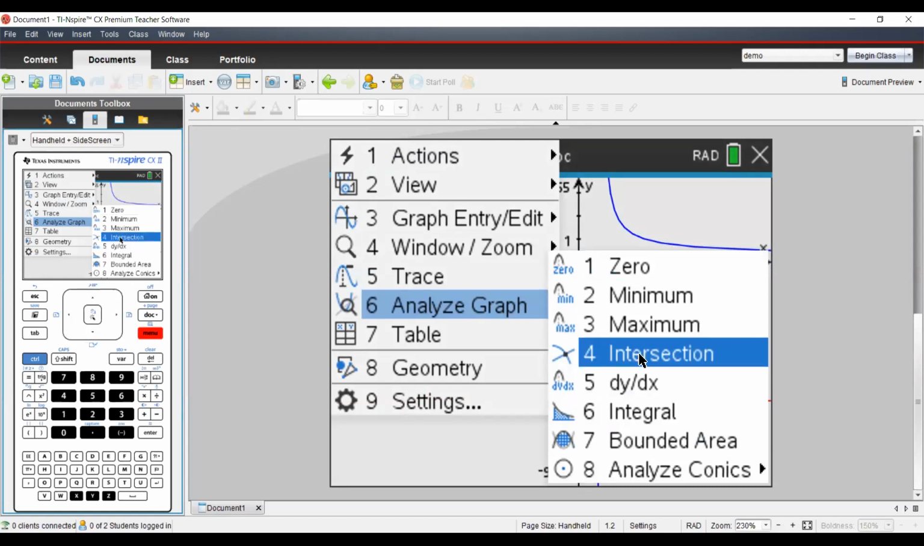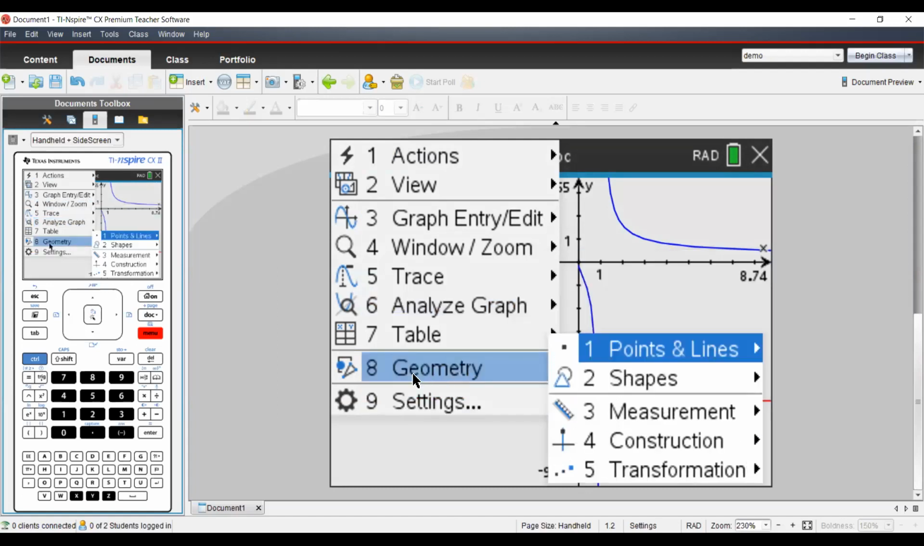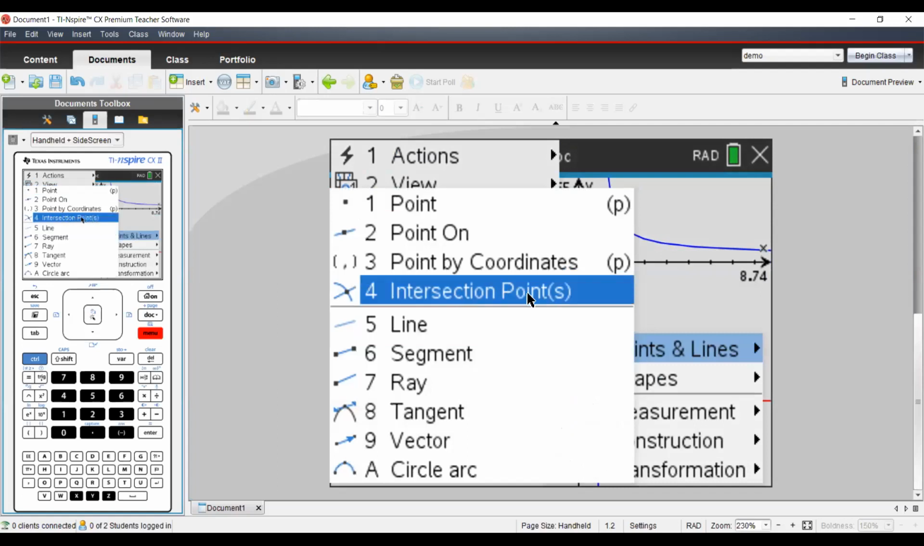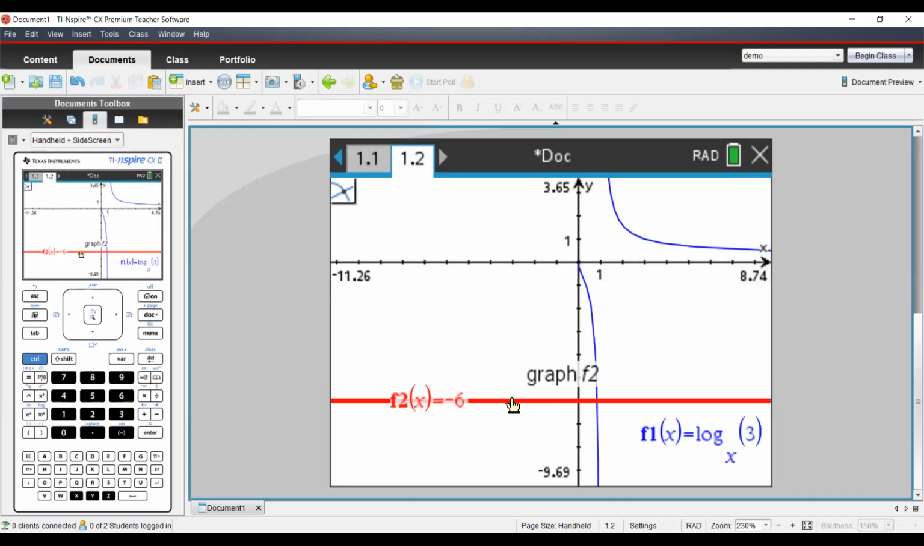As Mr. John Paul had mentioned, when you have more than one intersecting points, it is always advisable to go under the geometry section, points and lines, and here you see intersection points in plural form. Which means if you have more than one intersecting points, all the intersecting points can be calculated at one go. So either way, even if I use this now, it will automatically get me the solution. Click both the graphs. Yes, and here I have the solution.